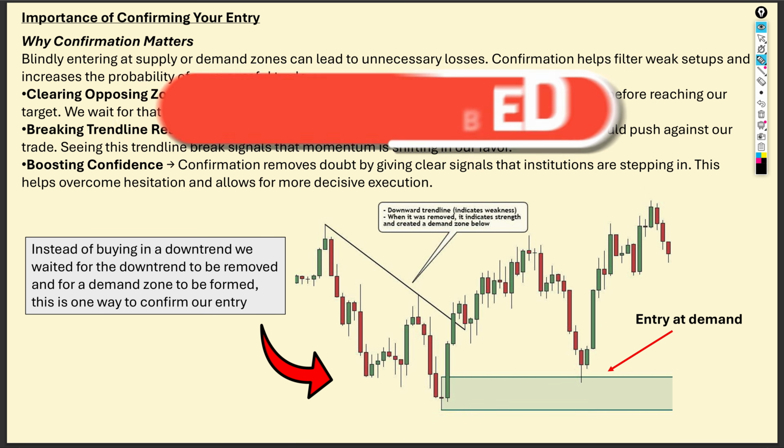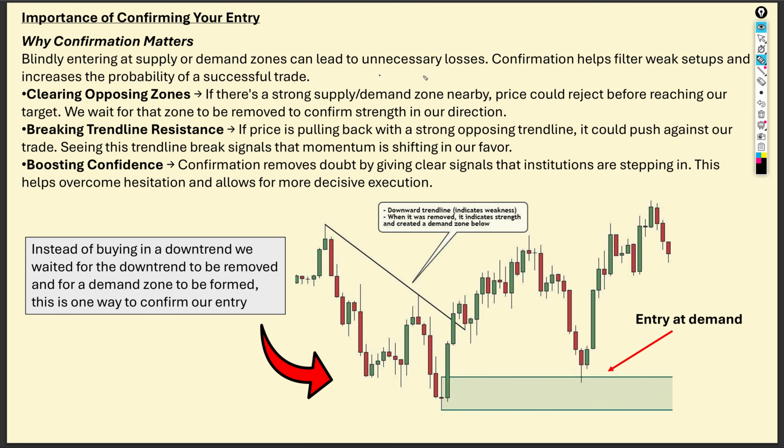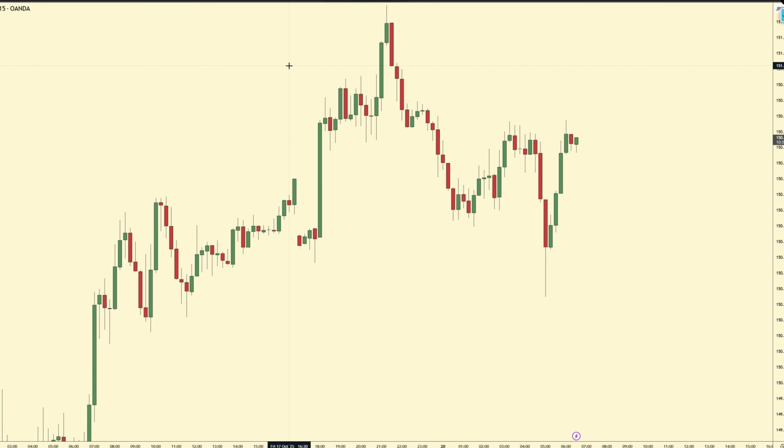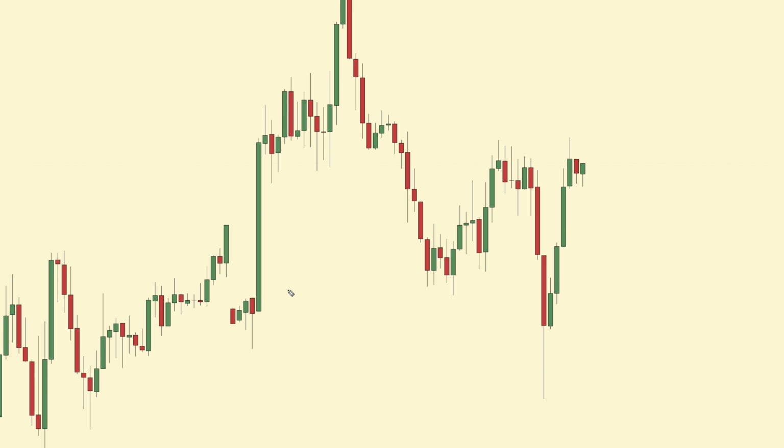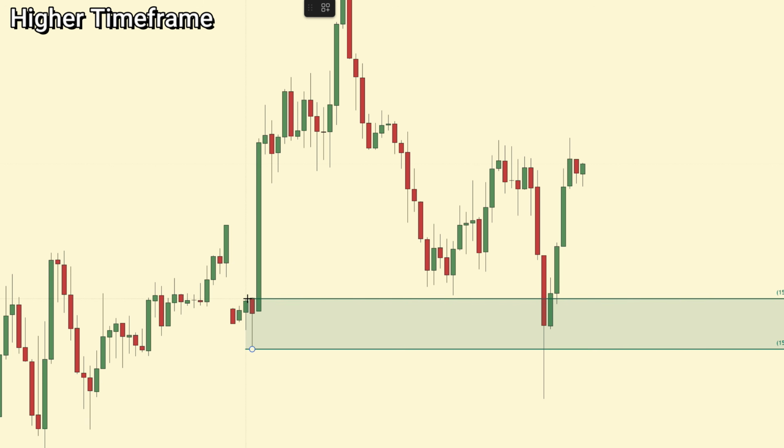So blindly entering at supply and demand zones can lead to unnecessary losses. So what do we do? Well, let me show you a great example over here on the USD JPY chart. This is a 15-minute time frame. And on the 15-minute time frame, we identified this explosive move to the upside, right? So we are simply going to wrap our lines around the zone. Right there, we have our two parts of a zone, the basing and that explosive move.